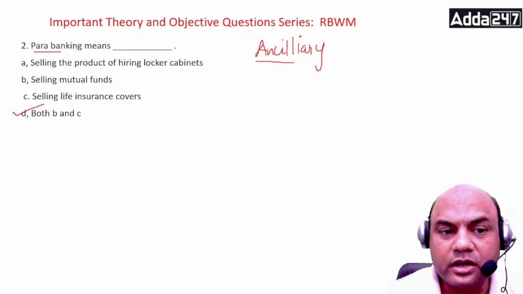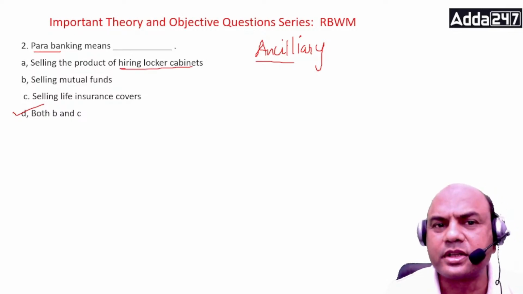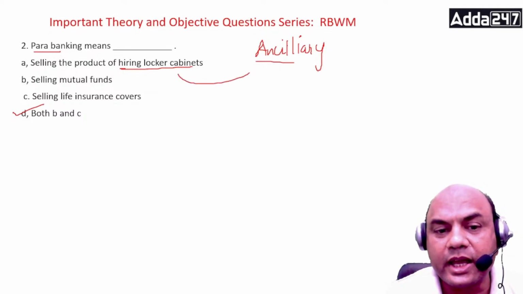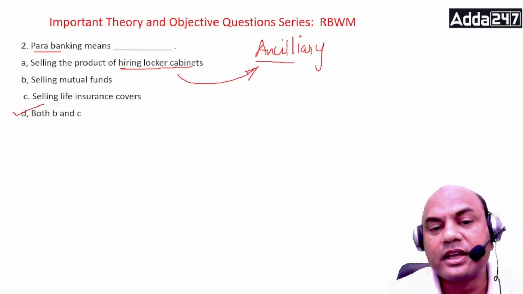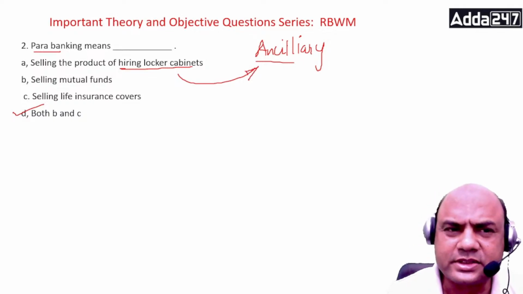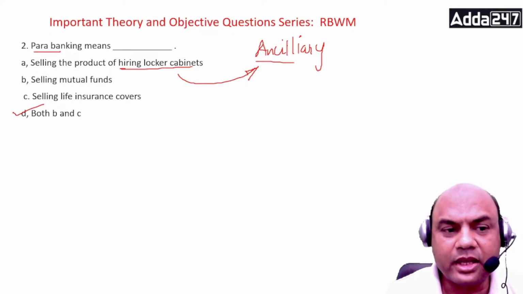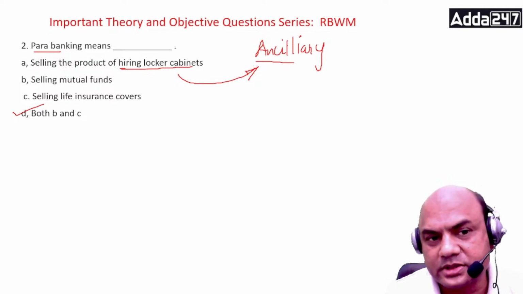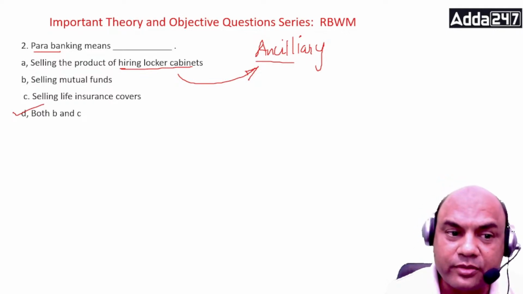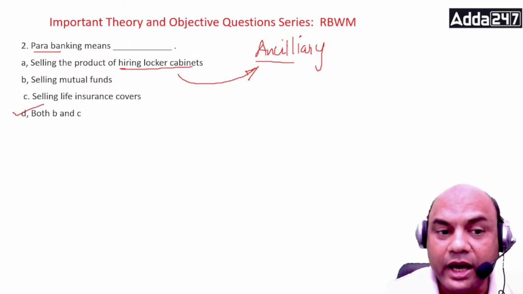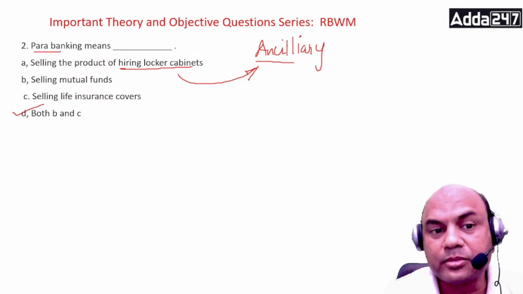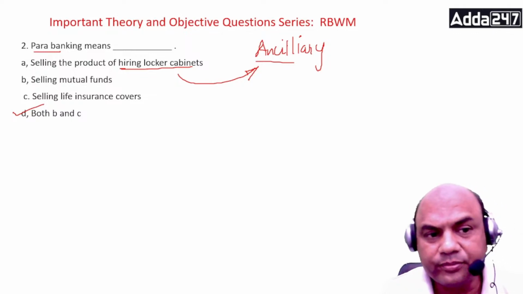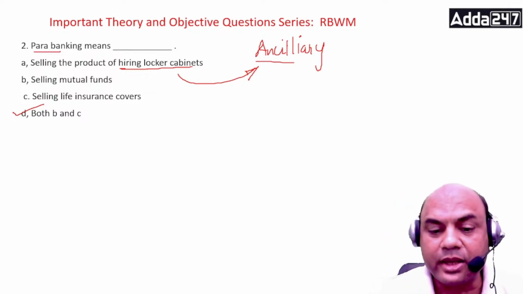Then you'll say, what about the locker? A locker is also not a banking product actually, but selling a locker is not parabanking. Selling a locker is an ancillary service. That's why I said they are 80-90% the same, with a slight difference. Parabanking means selling mutual funds, insurance, these wealth products. Ancillary includes everything: mutual funds, life insurance, hiring lockers. Some banks also have godowns, which is also an ancillary service. So understand the difference between para and ancillary.